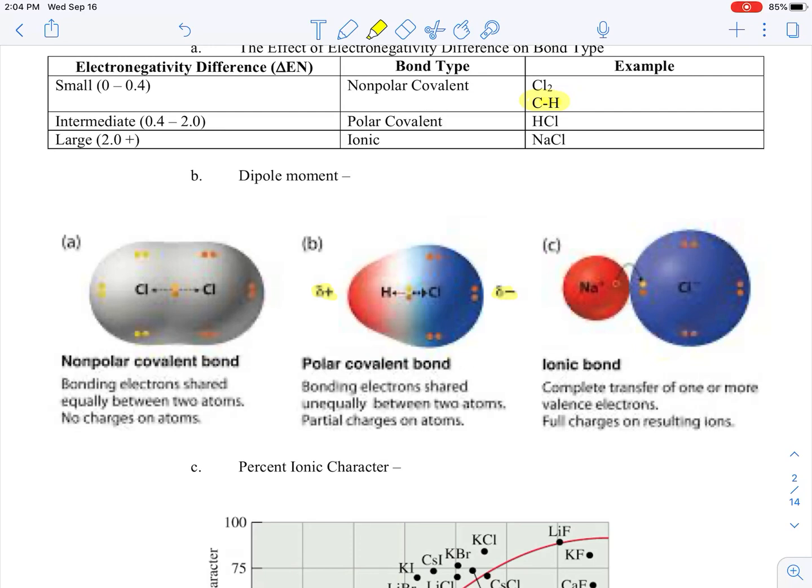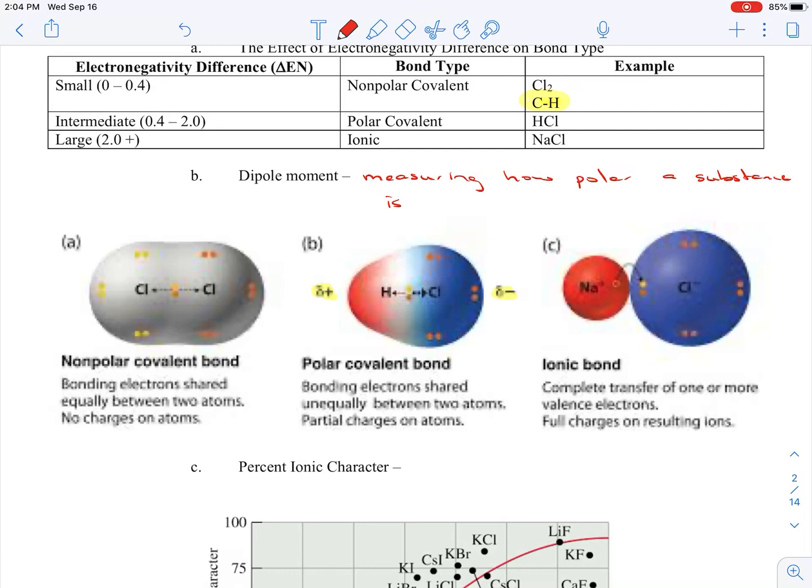So let's go back up and revisit dipole moment. Dipole moment is just a fancy way of measuring the polarity, measuring how polar a substance is. The key here is that a lot of people get confused and think it's a moment in time. It is not. It's actually a measurement of how polar a substance is.